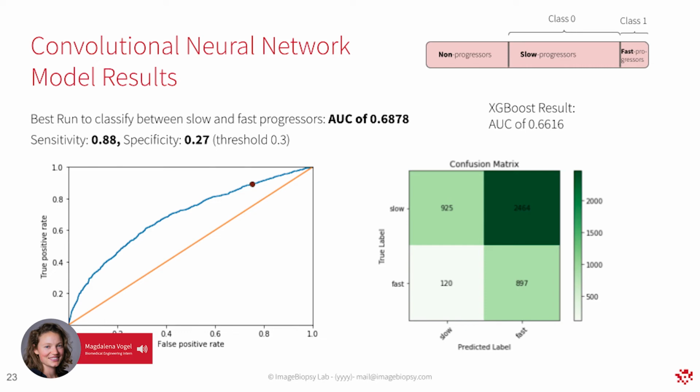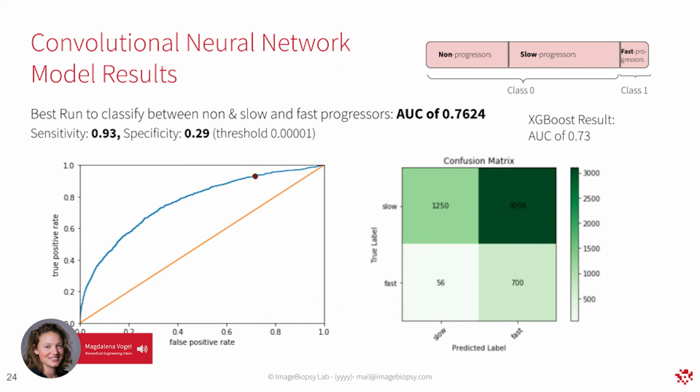This experiment we also performed with the non-progressors. Here again, a higher result could be achieved of 0.76. Which was also higher than the XGBoost results with the numeric data. And here we could also have a sensitivity of 0.93.